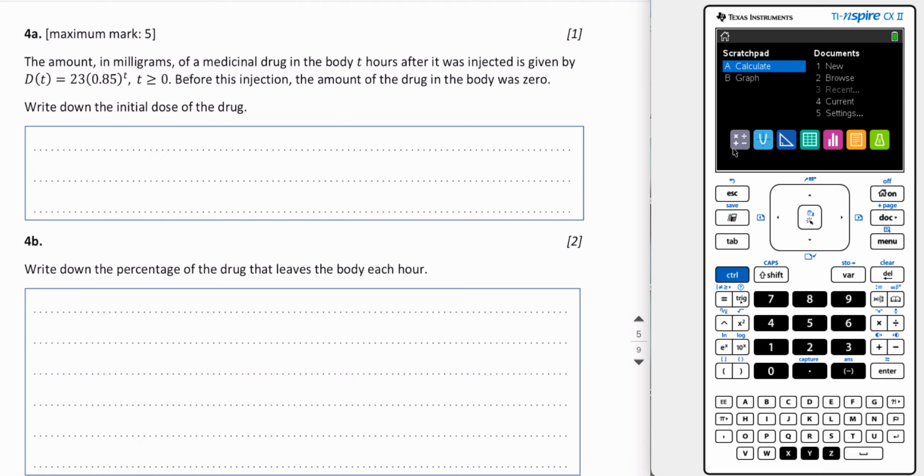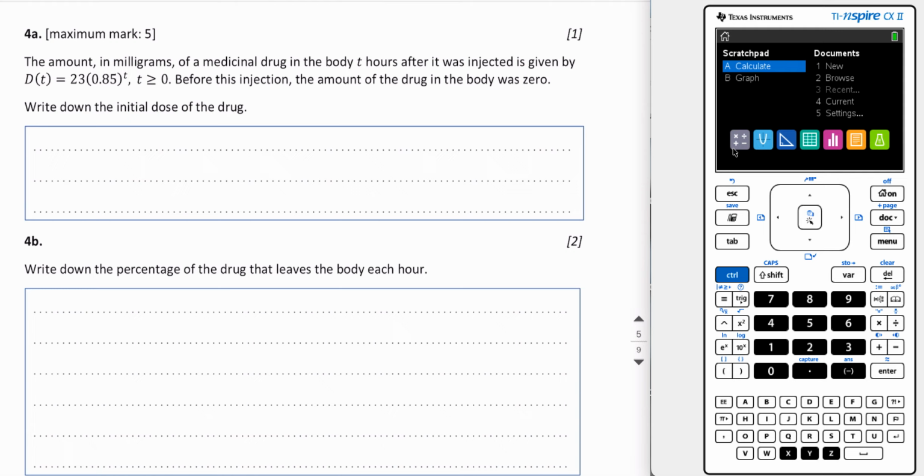Question 4. The amount in milligrams of a medicinal drug in the body t hours after it was injected is given by the exponential function d(t) = 23 × 0.85^t, where t is greater than or equal to 0. Before this injection, the amount of the drug in the body was 0. Write down the initial dose of drug.